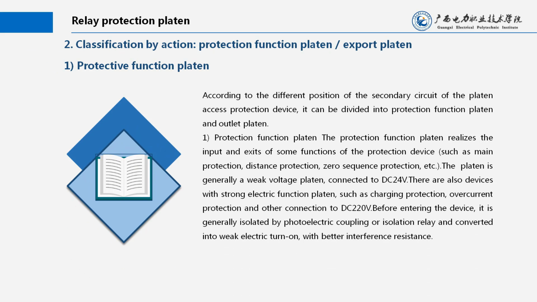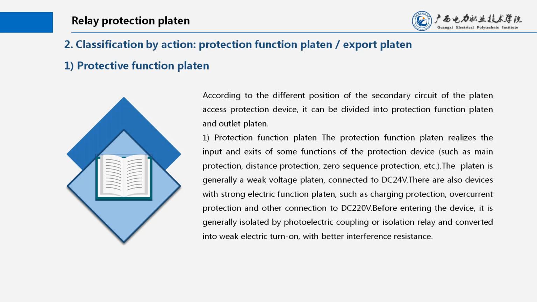Two. Classification by action, protection function platen/outlet platen. 1. Protective function platen. According to the different position of the secondary circuit of the platen access protection device, it can be divided into protection function platen and outlet platen. 1. Protection function platen. The protection function platen realizes the input and exit of some functions of the protection device, such as main protection, distance protection, zero sequence protection, etc.